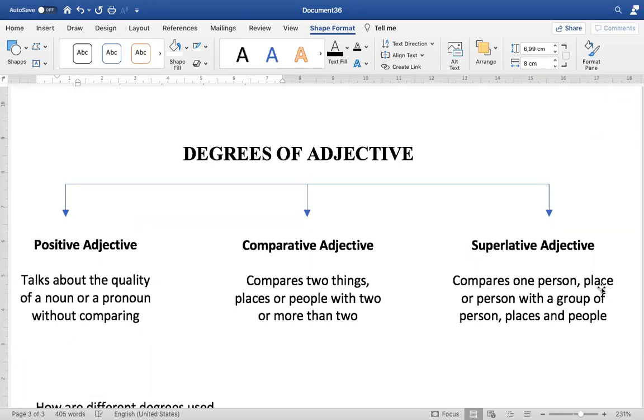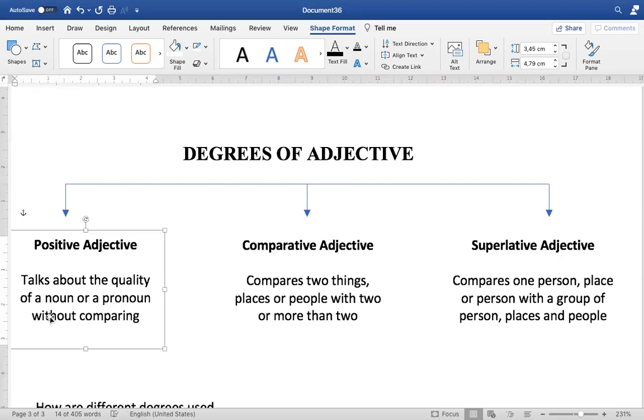First of all, if you are talking about the quality of a noun and pronoun without comparing, you will always need to use the positive degree. For example, we can say, it's a nice mug. It's a black wallet. He is an intelligent student. She is a beautiful lady. Whenever you describe a noun or a pronoun, you need a positive adjective. Please keep in mind that for a positive adjective, we basically do not compare at all.